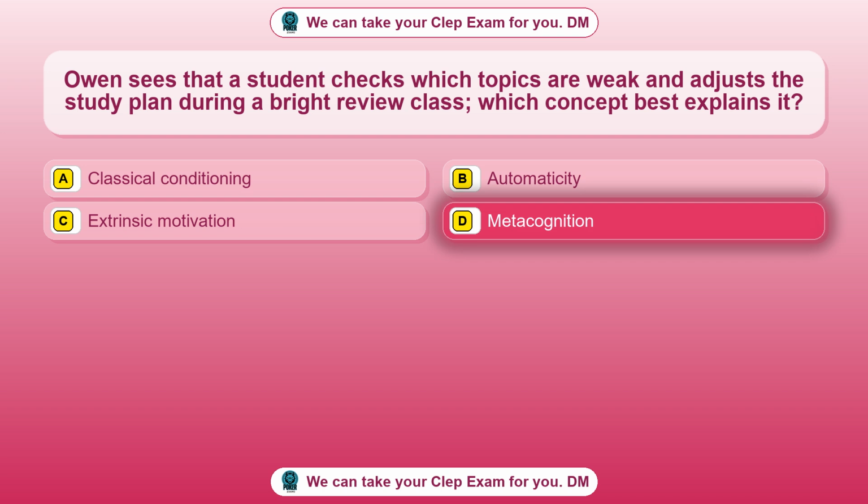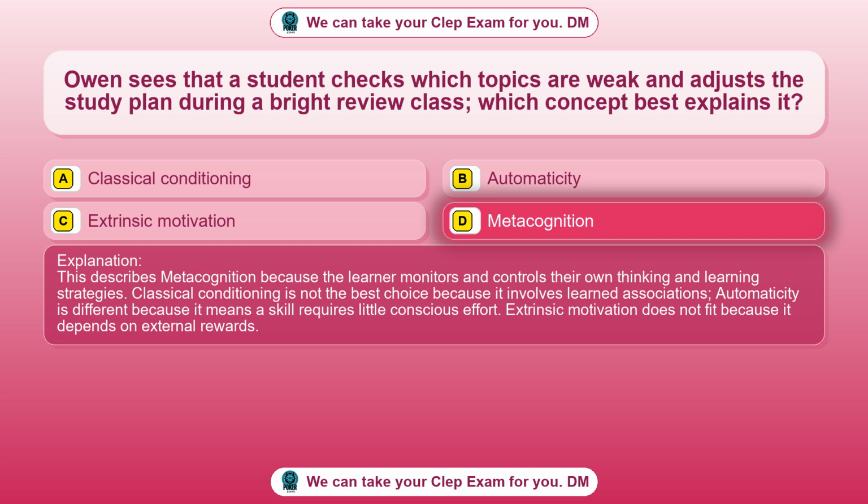Metacognition. This describes metacognition because the learner monitors and controls their own thinking and learning strategies. Classical conditioning is not the best choice because it involves learned associations. Automaticity is different because it means a skill requires little conscious effort. Extrinsic motivation does not fit because it depends on external rewards.